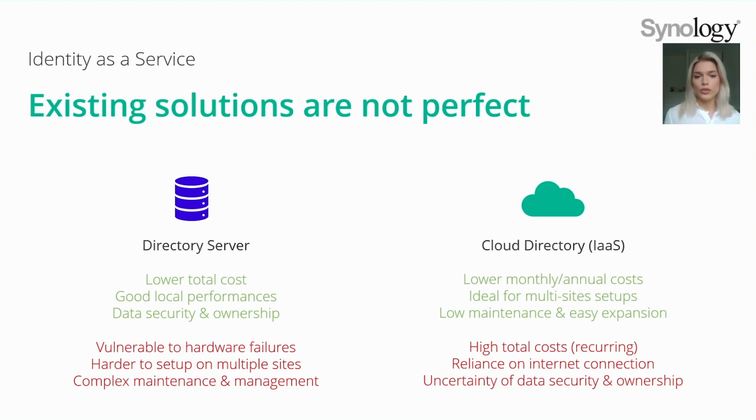But they are also vulnerable to hardware failures. They are difficult to deploy on multiple locations, whether the employees are working on several sites or working from home. And the maintenance and management of such servers is more complex, as it is a physical server that we should take care of. We see more and more often the cloud directory solutions, what we call identity as a service. Costs for monthly and annual subscriptions are lower, and it is perfectly adapted for multi-site deployment, with easy connection to the cloud, and of course, everything is managed on the cloud directly, so no maintenance is needed.